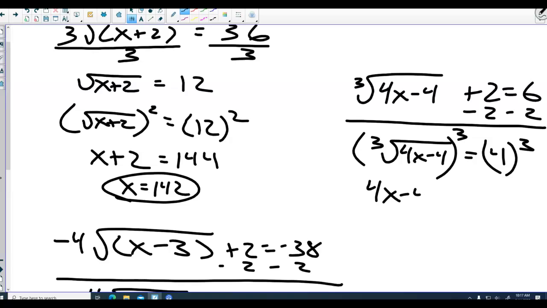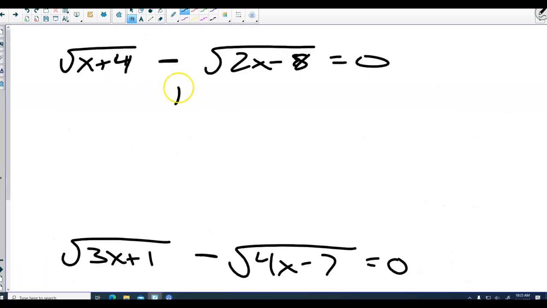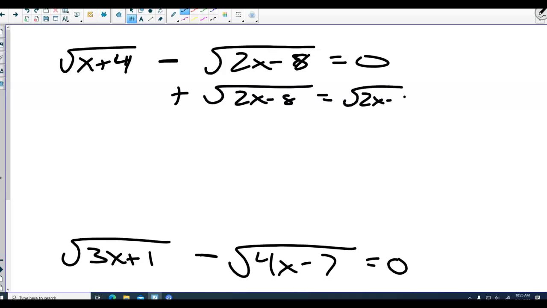So this becomes 4x minus 4, and 4 cubed is 64. When I add 4 to both sides, I get 68. I divide by 4 on both sides, I get 17. And there's my answer. I'm going to add the square root of 2x minus 8 to the other side.